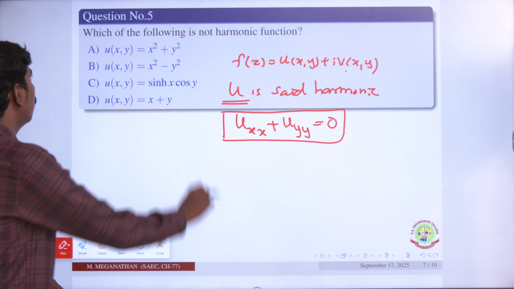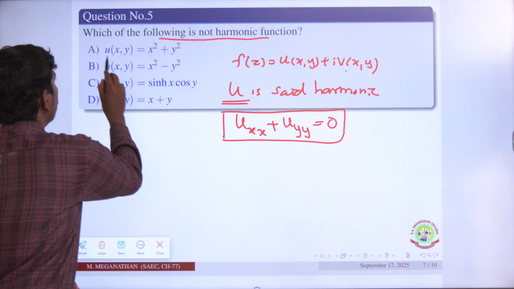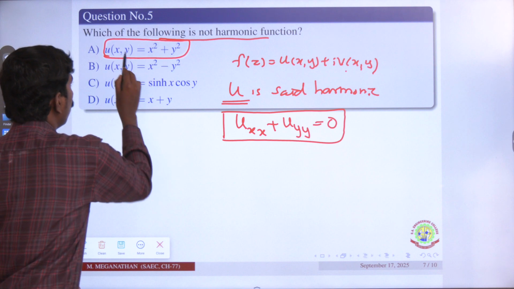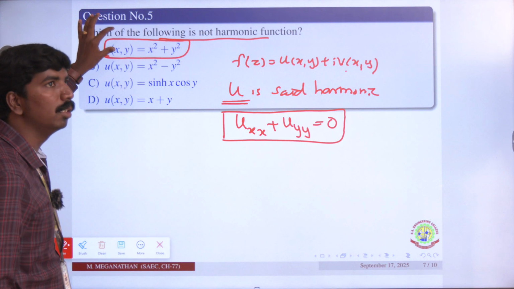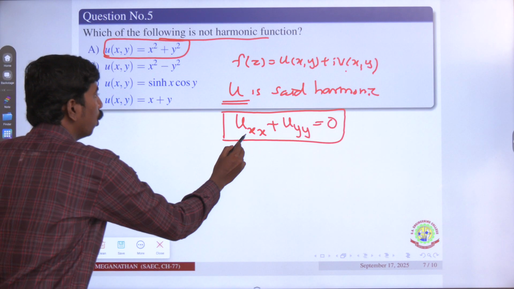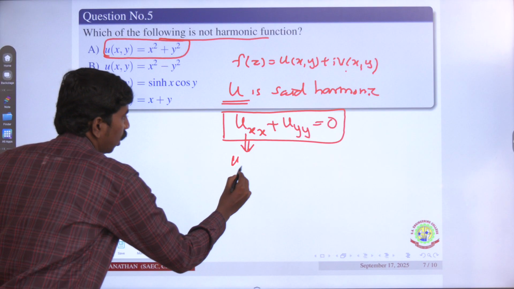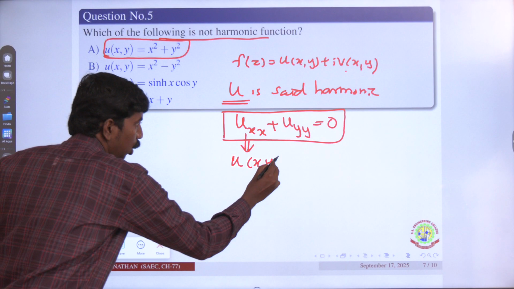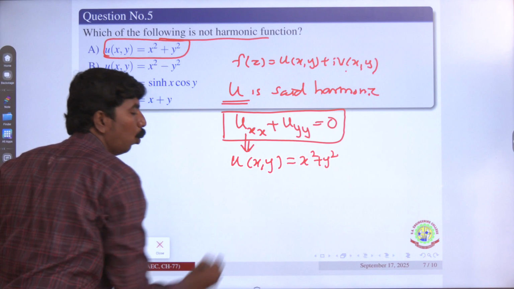So what they have given here is: which of the following is not a harmonic function, we need to find. They gave u of x comma y equal to x square plus y square. I need to verify whether this is harmonic or not. Since they gave u, I will find uxx. I will take the function as it is, u of x comma y equal to x square plus y square.